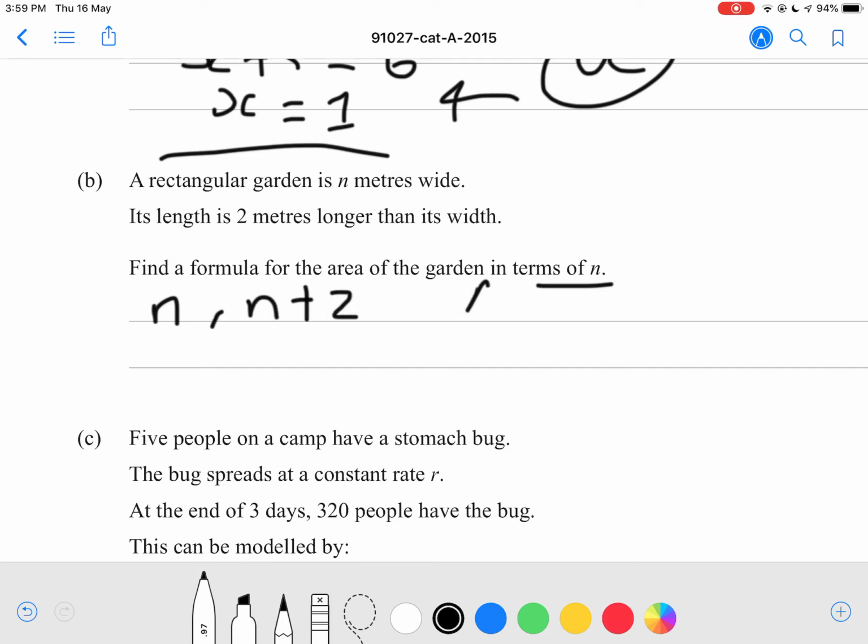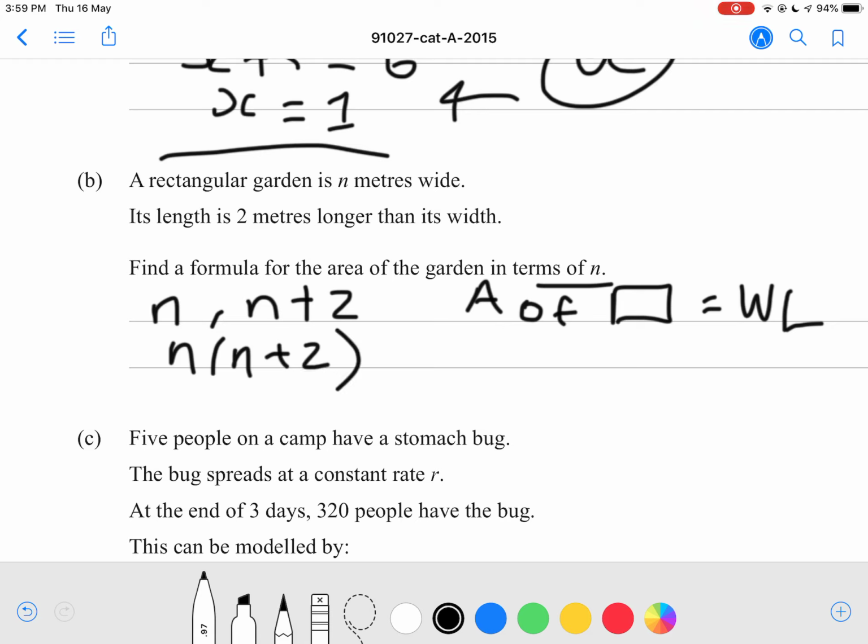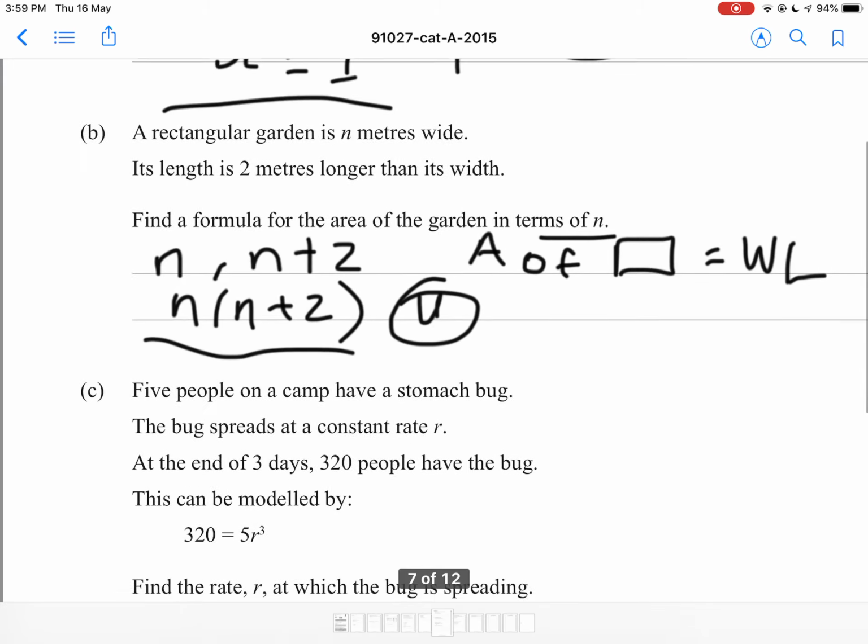You know the area of a rectangle, so area of a rectangle equals width times length. So therefore we can just do n times n plus 2, we multiply them together, and there is your final answer there. So that again gets you an achieved grade for your efforts.